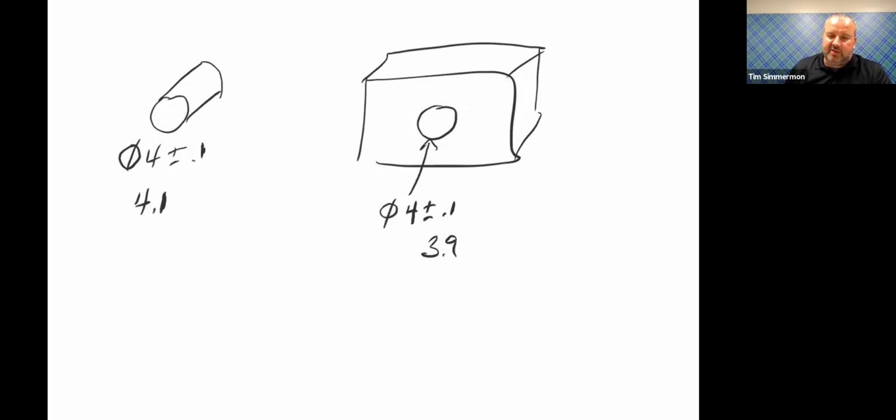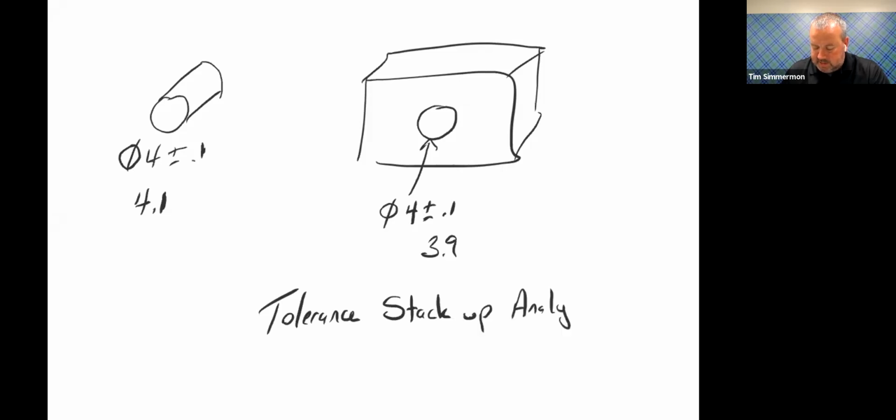If any of us have ever bought a piece of furniture from Walmart or Target or IKEA, I guarantee you've run into this before too. But what we call that is a tolerance stack up analysis. And as a design engineer, there's firms that'll do this for you.